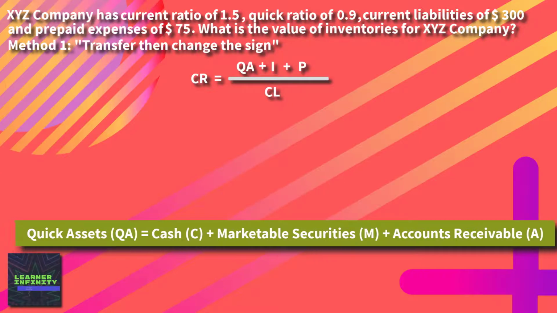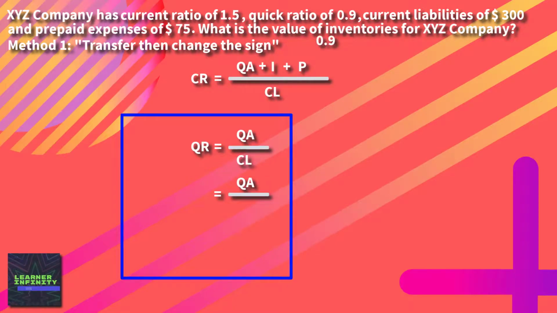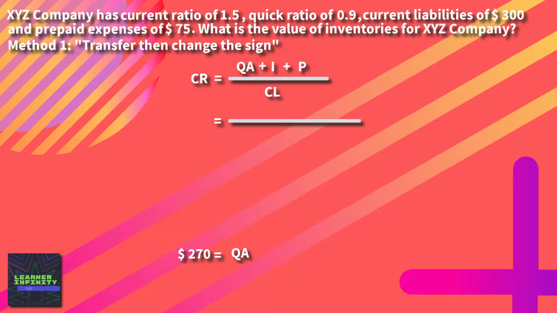Same with what we did on the last problem, we will use the quick ratio formula. Plug in the known numbers of quick ratio of 0.90 and current liabilities of $300 and apply transposition. Transfer the denominator of $300 to the left side, then change its sign into multiplication. 0.90 times $300 is $270, which is our quick assets. Going back to the formula QA plus I plus P, we will replace now QA with computed value of $270, replace P with $75, replace CL with $300, and CR with 1.5.